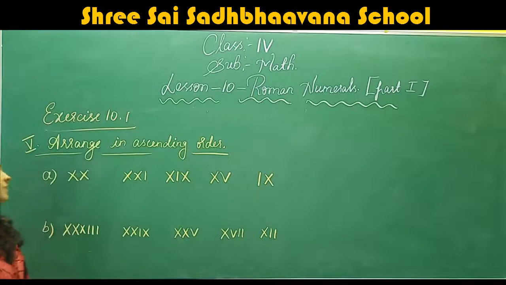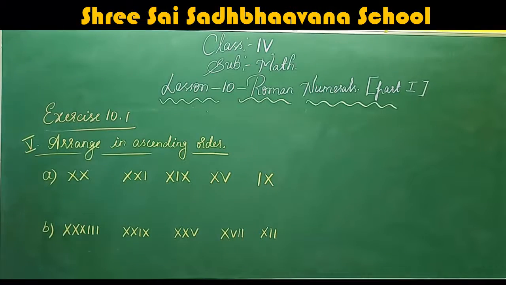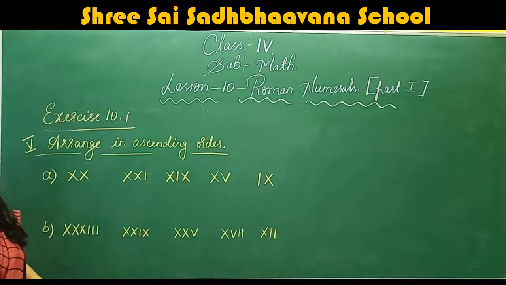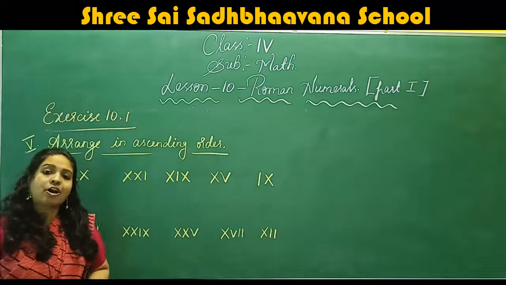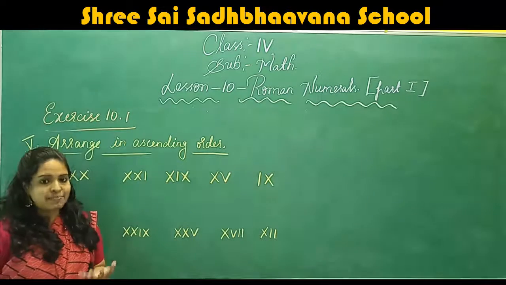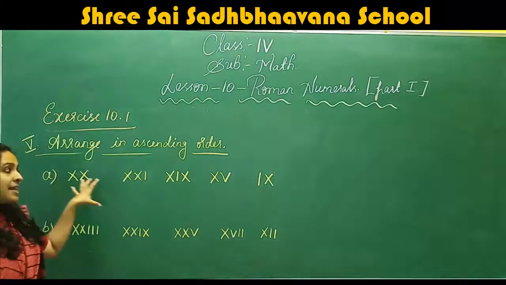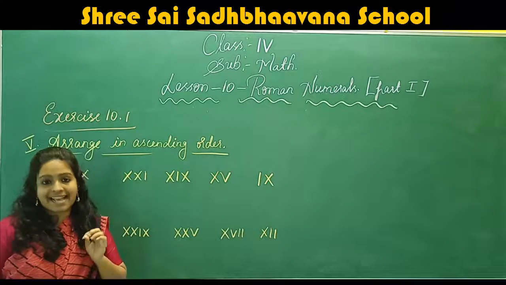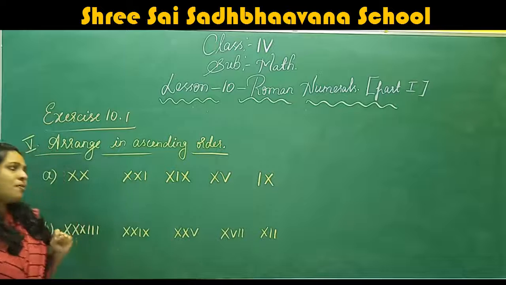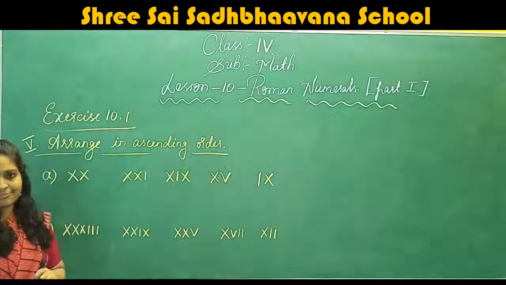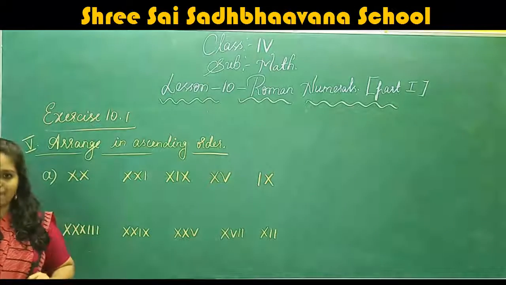Children, now let us discuss the fifth main. So see here, fifth main, arrange in ascending order. So what do you have to do? You have to arrange these numbers in ascending order. So what do you mean by the ascending order? Nothing but arranging the numbers small to big. So here we have to arrange the Roman numerals in ascending order. So what we have to do? First let us write the value of these Roman numerals on top of the numbers.